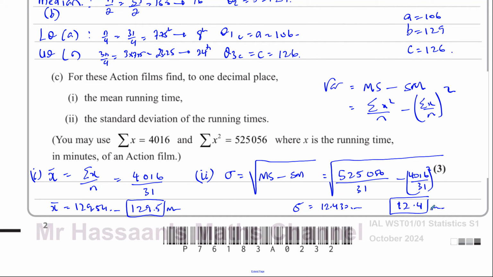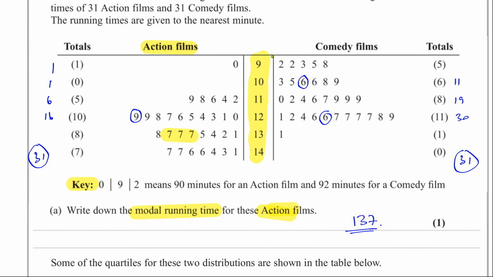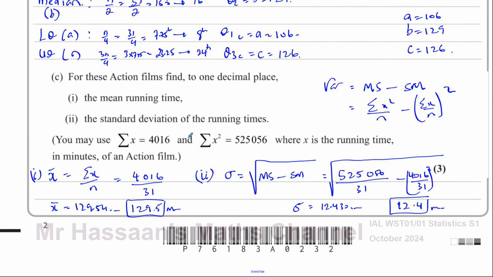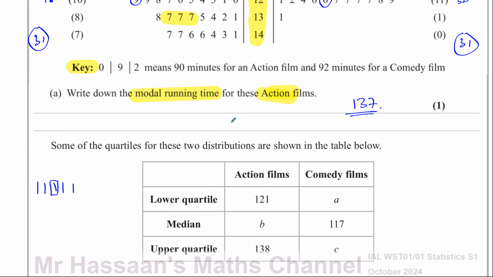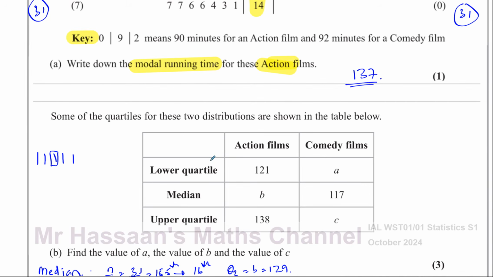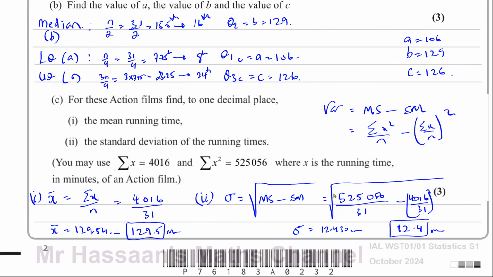So remember, the mean is the sum of all the entries. It's like we've added all the entries for the action films together, and we got the answer 4016. So we added all these numbers: 90 plus 112 plus 114 plus 116 and so on, added all those entries together and divided by 31. That gave you the mean. And the standard deviation is a measure of how spread out the data is from the mean.